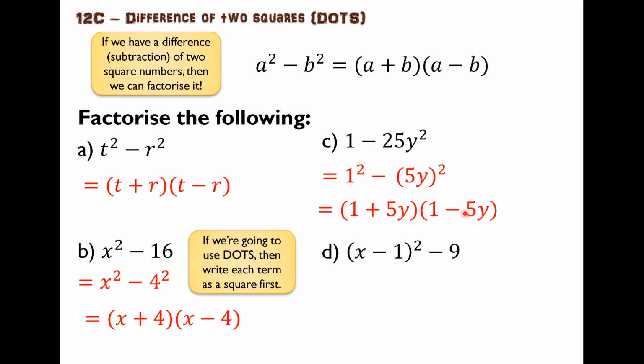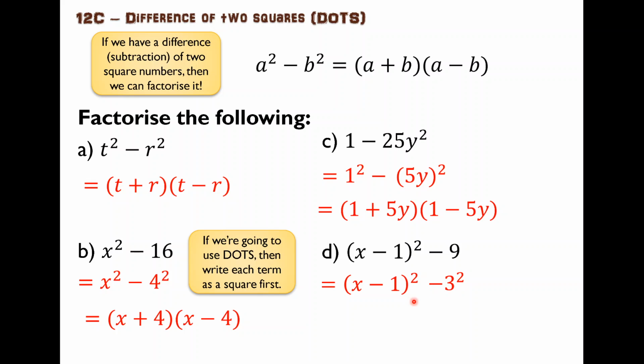Now let's do this last tricky one to finish with the grand finale. This is something squared. Yeah, it's x minus 1. That's the thing that is being squared. This second one I can write as a square. How can I write 9 as something squared? 9 is 3 squared. So I'm going to copy everything else down, but I've just replaced the 9 with 3 squared.